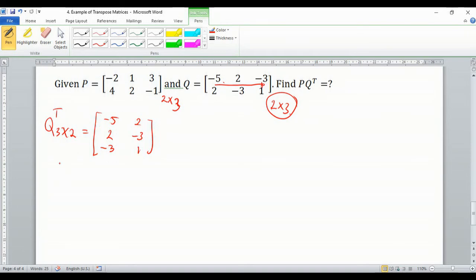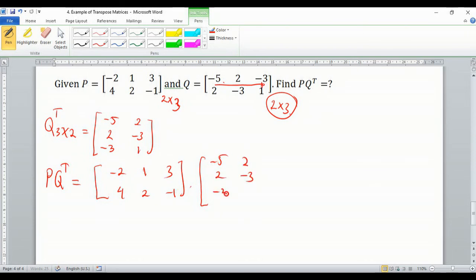And then we need to multiply P times K transpose. P K transpose is equal to minus 2, 1, 3, 4, 2, minus 1, times minus 5, 2, 2, minus 3, 1. Remember that before you try to answer this, please find their dimension first, because this is multiplication. So this one is 2 by 3, and then this one, how many rows do they have? 3, and they have 2 columns, 3 by 2. So this is equal, 3 and 3. So the result will have dimension 2 by 2.